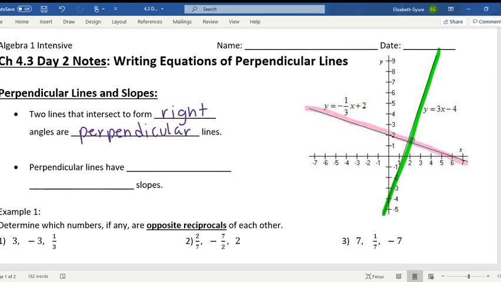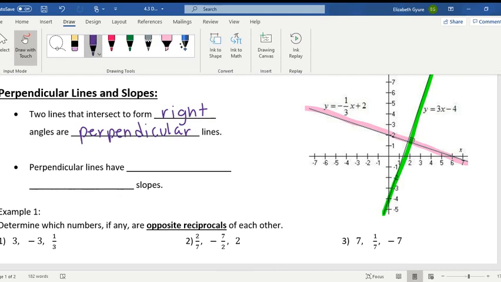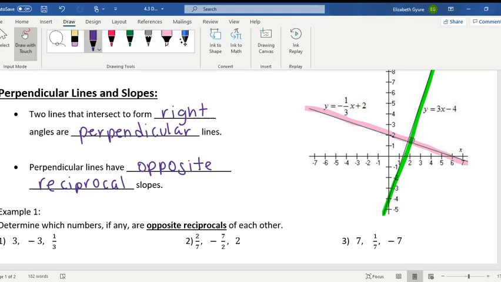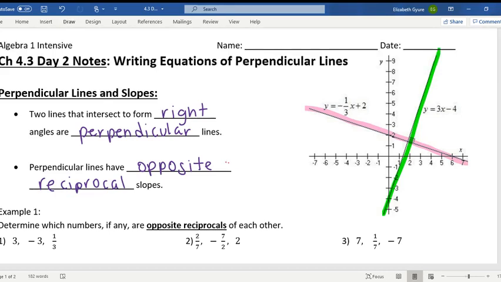Okay. Now, when you had parallel lines, they had the same slope. Do you guys remember that from yesterday? Perpendicular lines cannot have the same slope, because if they had the same slope, wouldn't they be parallel? Right? There has to be something a little different. With perpendicular lines, what ends up happening is perpendicular lines have what we call opposite reciprocal slopes.